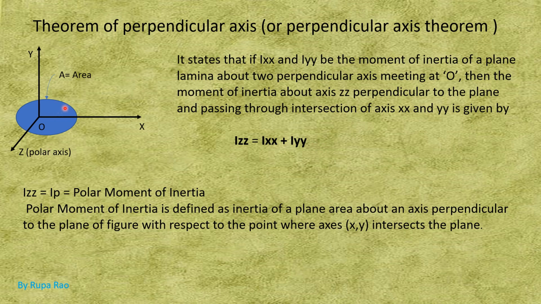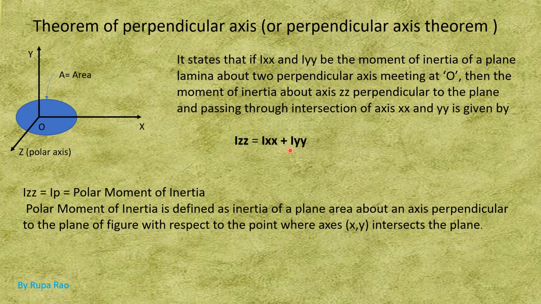Now here this is a plane lamina, and this is the point O, and from here is the centroidal axis. This is the axis X and this is the axis Y. X and Y axes are in the lamina, and Z is perpendicular to this plane. Z is also called the polar axis, and if I want the moment of inertia about this axis ZZ, then it is given by IZZ is equal to IXX plus IYY.